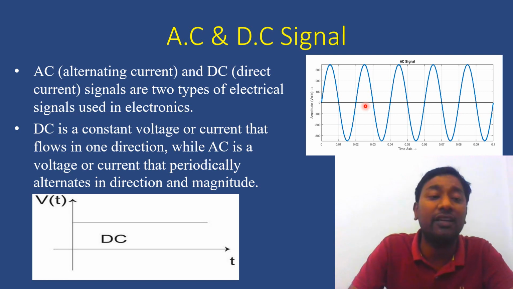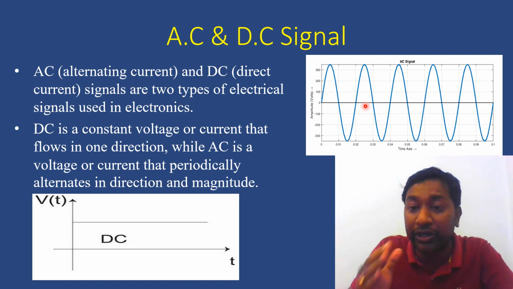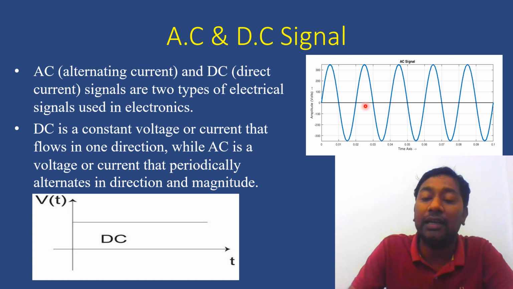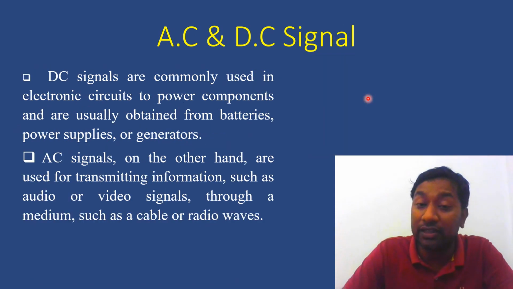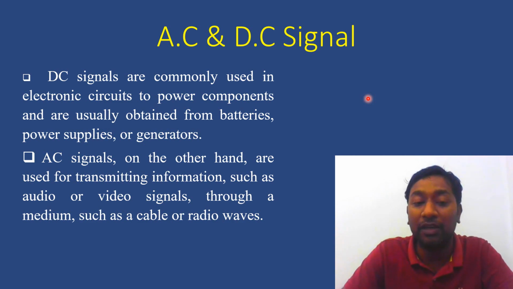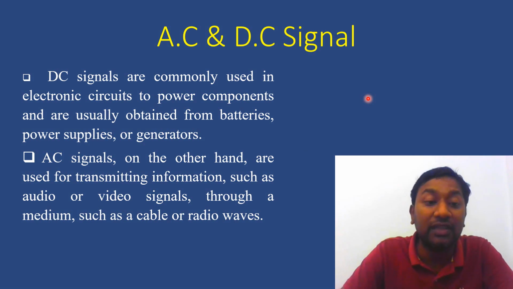So basically these are the two differences. One is constant voltage or current that flows in one direction, while AC is voltage or current that periodically alternates in direction and magnitude. DC signals are commonly used in electronic circuits to power components and are usually obtained from batteries, power supply or generator. AC signals, on the other hand, are used for transmitting information such as audio or video signals through a medium such as cable or radio. So these are basically the two applications of DC signal as well as AC signal.